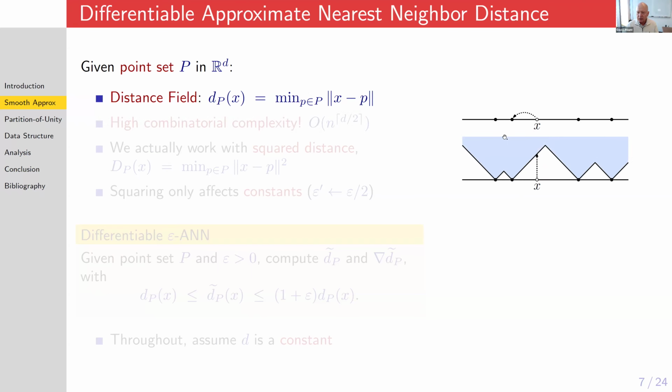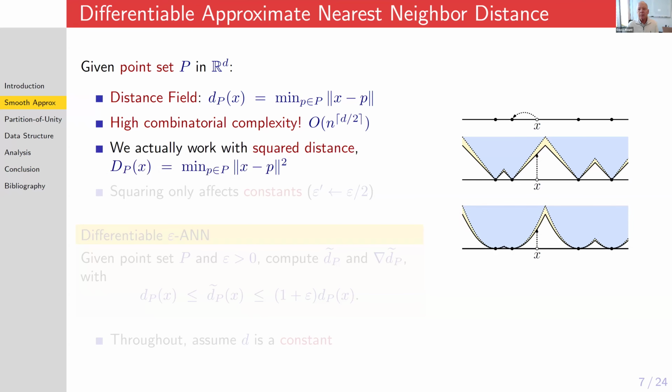Actually, let me step back here. So this would be the exact distance. I'm going to allow an epsilon error, which means that I'm willing to accept any distance within a 1 plus epsilon factor of the true nearest neighbor. The problem is, in dimensions 3 and higher, I'm going to face a high combinatorial complexity if I wanted to store this information, the entire function itself.